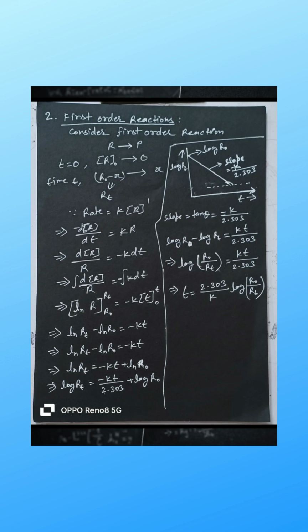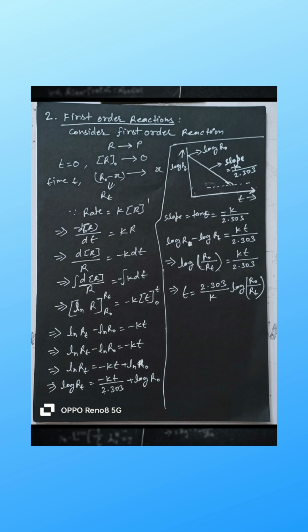Now we make time t as the subject of the formula. So we get, time t is equal to 2.303 divided by K, multiplied by log of R0 divided by R at time t. This is a very important formula. This formula is used to calculate the time of reaction when initial concentration, final concentration, and rate constant are given.